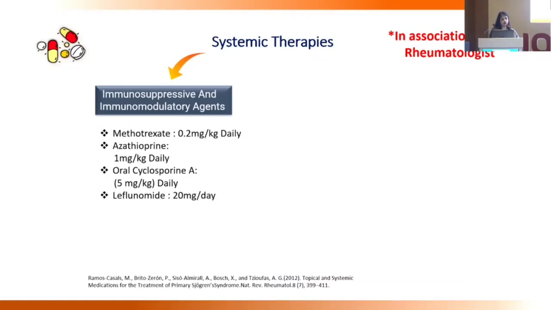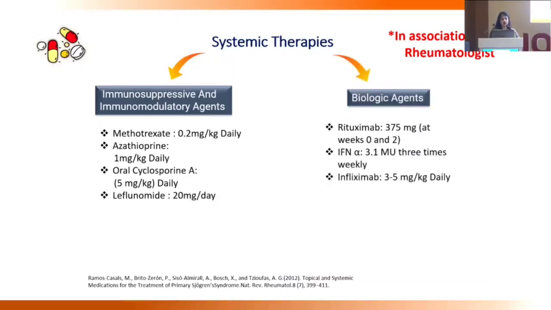And you can also start on oral cyclosporin A. The side effects are a little less, but always monitor the LFT and KFT of the patients. Some of the biologic agents which are available are rituximab, IFN alpha 3.1 mu 3 times weekly, and also infliximab.